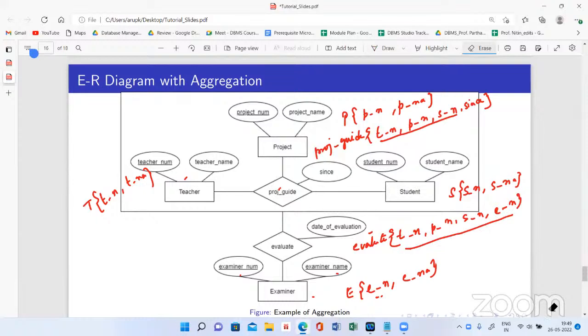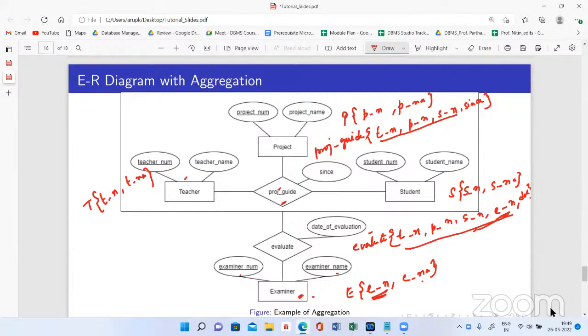Again, I have missed one thing. Date of evaluation. Primary key EN and date of evaluation. So the primary key of this particular relationship and the primary key of the examiner are both primary keys. Here the examiner number is coming as a part of the primary key. Name is not. But in examiner, examiner number and name both. No, examiner number, only this is underlined.